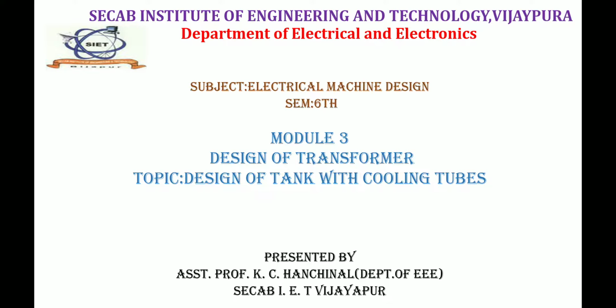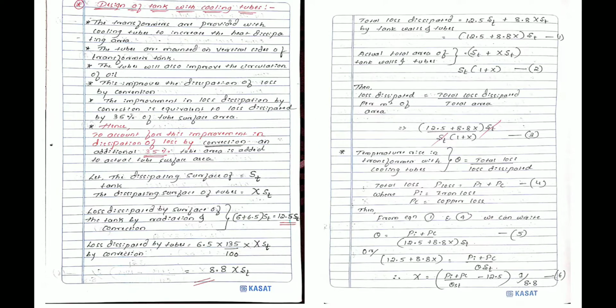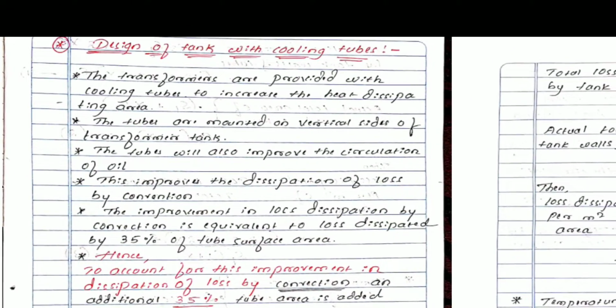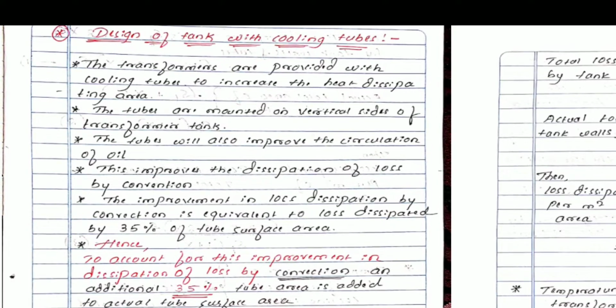In Module 3, in the design of a transformer, one of the most important topics is the design of a tank with the cooling tubes. In today's session, we are going to discuss the derivation, or the designing part, of the transformer tank with the cooling tubes. Let me start with the derivation. See here, I have written the step-by-step derivation.